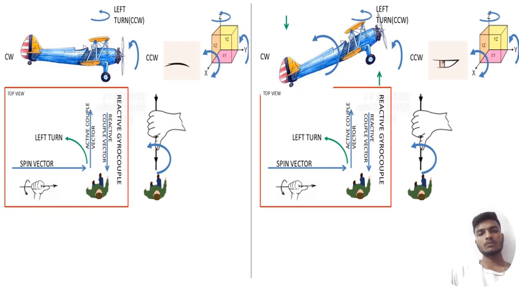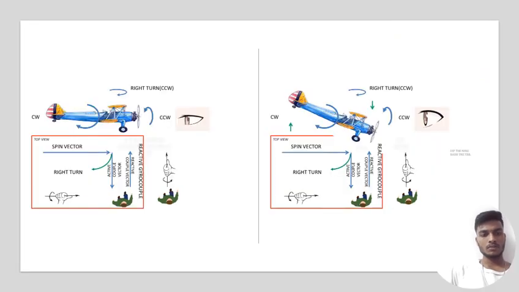Same when the propeller moves anti-clockwise and the aeroplane takes a turn in the right direction, then the active couple pulls in this direction, and for balancing this active couple, the reactive couple is produced in the opposite direction of the active couple. Because of that, the aeroplane's nose goes down and the tail goes up.